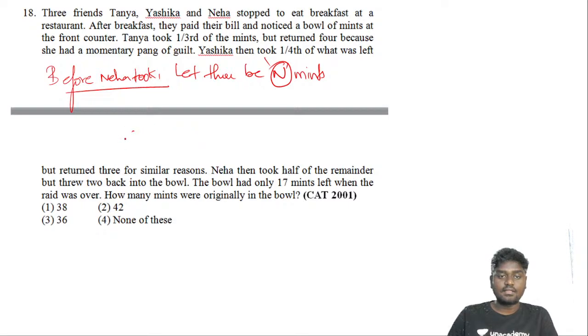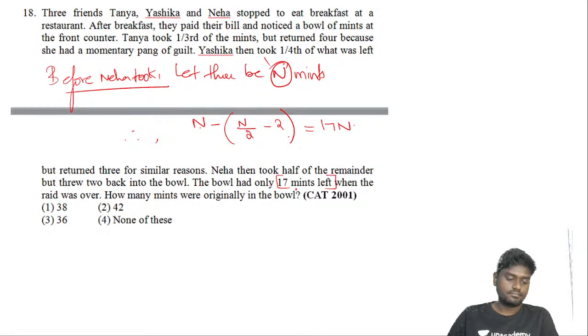From this, I can say that therefore n minus n by 2 plus 2. How exactly? You have n number of mints before Neha took. Neha takes half of n and then she returns 2. So I took plus 2. This will be equal to 17, if I'm not wrong. Why? Because the bowl had only 17 mints left. Is that right? Is that clear, guys?